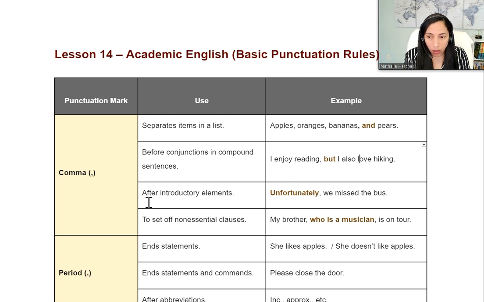All right, so we can also use commas after introductory elements like "Unfortunately," you pause. "We missed the bus." But if I tell you, we missed the bus, you totally understand the point. I don't have to say "unfortunately." Unfortunately is like my opinion, okay? And it's introducing my sentence here.